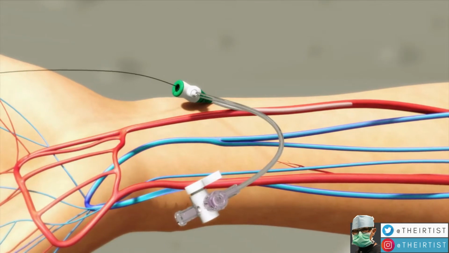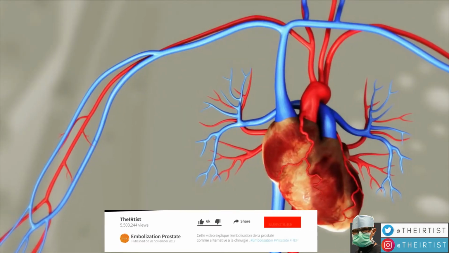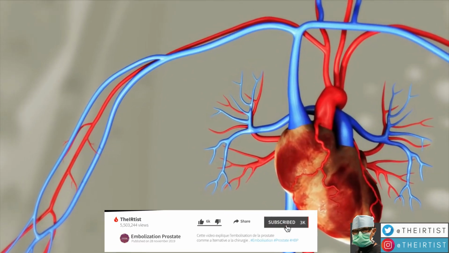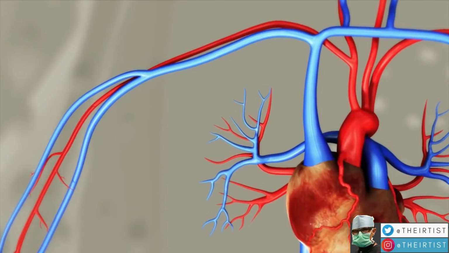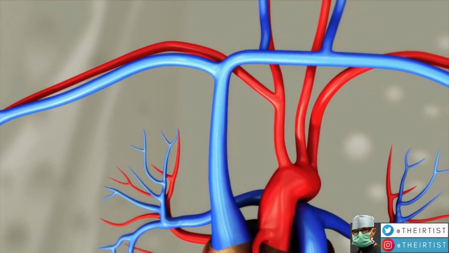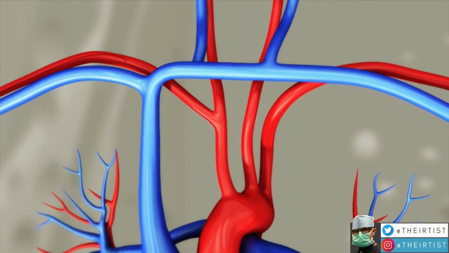Once the guide wires and the little instruments are introduced, they are navigated under fluoroscopy into the patient's blood vessels, and we do not cross the heart. We just go through these vessels all the way down to the prostate.